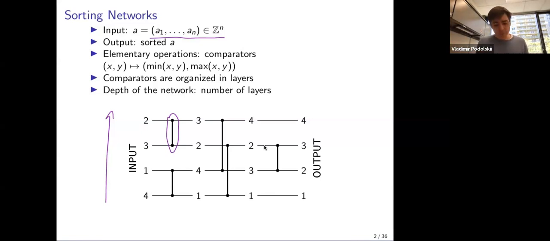Okay, so it is convenient to organize the comparators in layers. For example, in the first layer, we have these two comparators. So we sort 2 and 3 and 1 and 4. On the second layer, we have this comparator that sorts 3 and 4, and another comparator that sorts 1 and 2. And on the last layer, it turns out that it's just enough to have this one comparator, and that's it. The depth of the network is the number of layers. So these are the main definitions. If there are questions here, please ask, because the whole talk will be about these things.